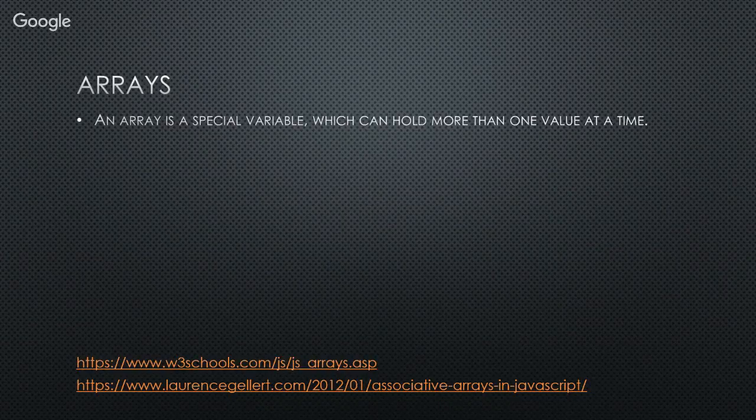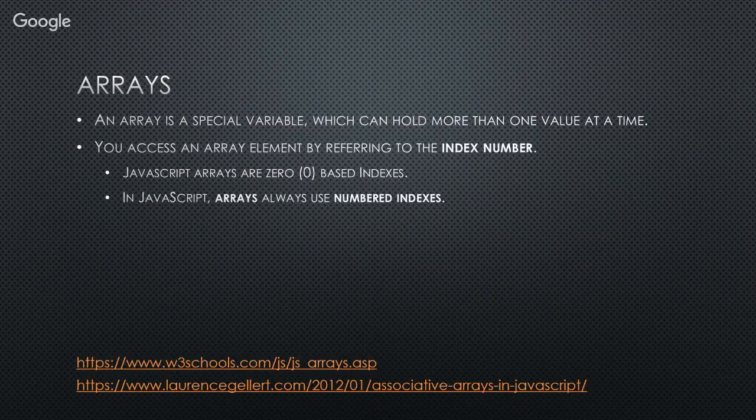So arrays are very common in JavaScript, and they're again very loose, not surprising. An array can hold more than one value at a time. So a list or an array list is something in other languages that you would use. That's this. In JavaScript, it's only done by index number, and they are 0 based.